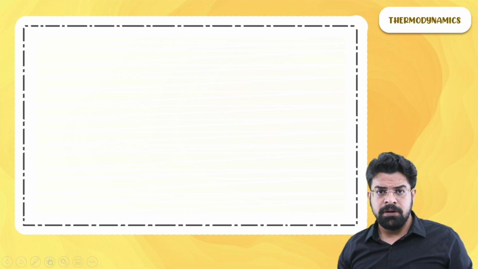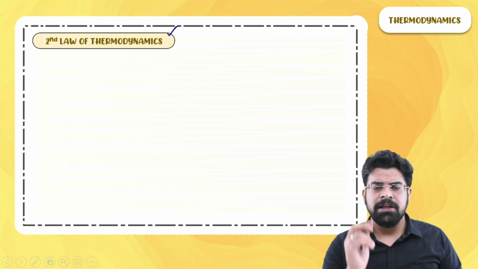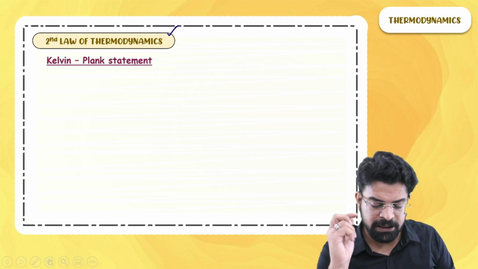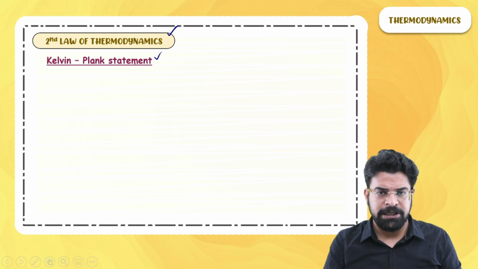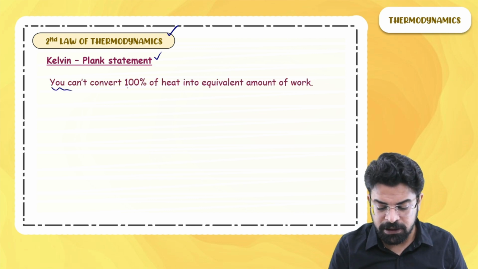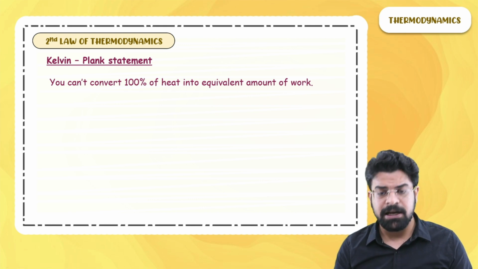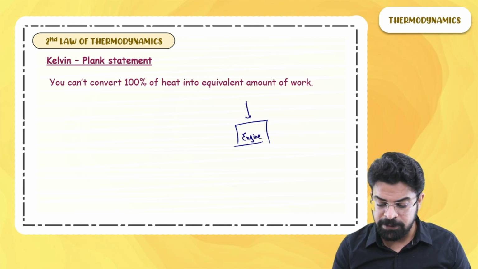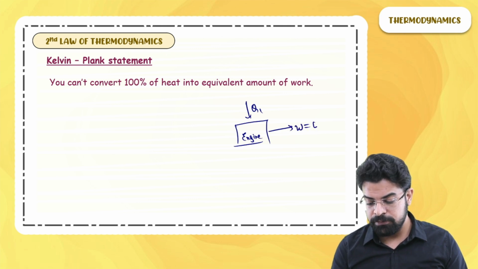Now let's talk about the second law of thermodynamics. There are two statements that you should know about the second law of thermodynamics. The first statement is called the Kelvin-Planck statement. What does the Kelvin-Planck statement say? It says that you can't convert 100% of heat into an equivalent amount of work. It means that you can't have a heat engine in which, if you supply some heat Q1, you get 100% of work and no heat is rejected to the sink.